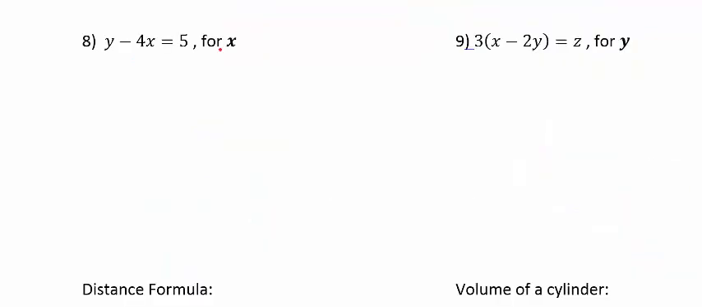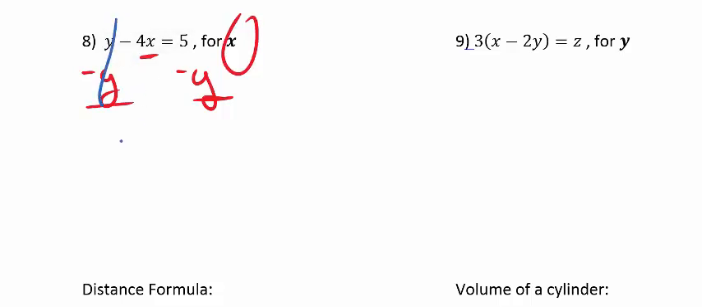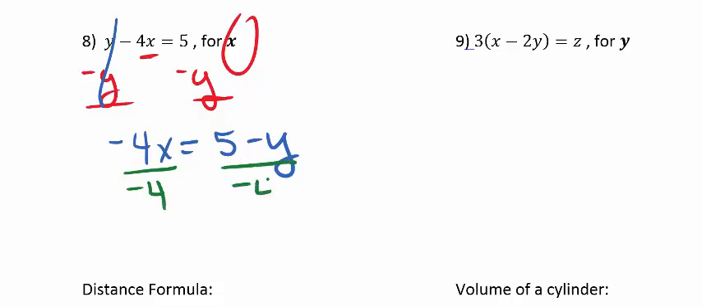In number 8, I'm trying to get x by itself, and here's x in my equation. So I have to get rid of this y first. To do that, since it's a positive y, I'm going to have to subtract y from both sides. And this y minus y goes away, and I want to bring down the negative 4x. And on the right-hand side, we have 5 minus y. Now, to get rid of the negative 4, since it's negative 4 times x, we'll divide both sides by negative 4. These divide out, and I get x equals 5 minus y over negative 4.